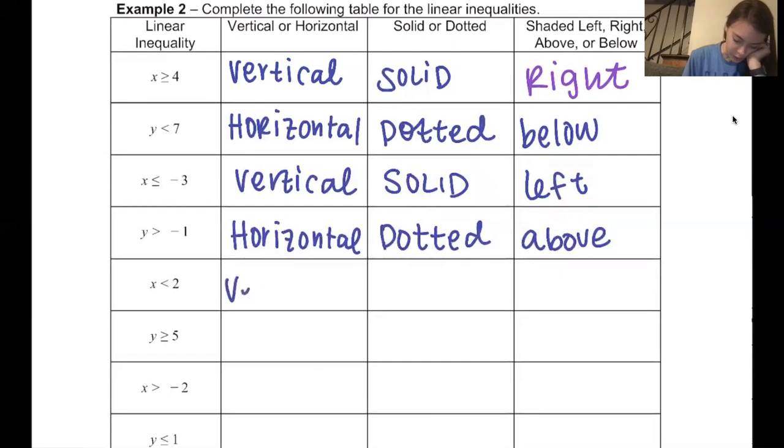Okay, this is an X value, so it's vertical. We're kind of going back and forth with these. This is going to be dotted. And then less than, so it's left.